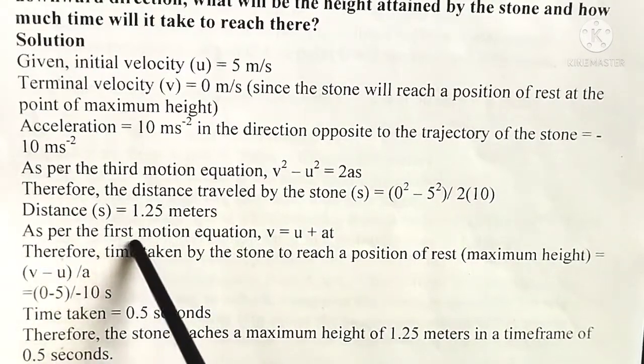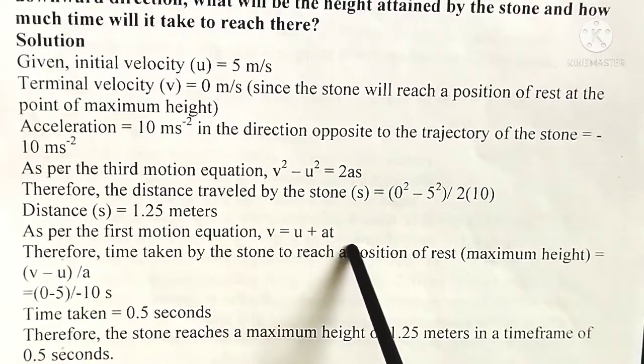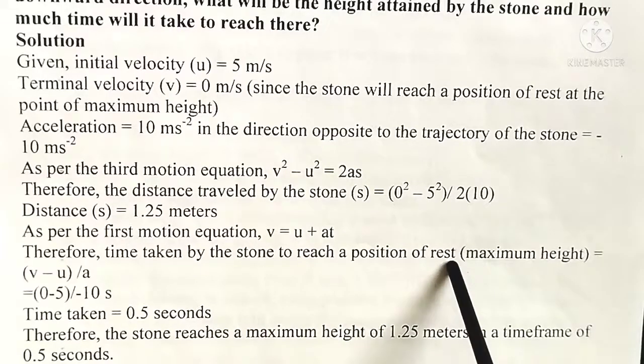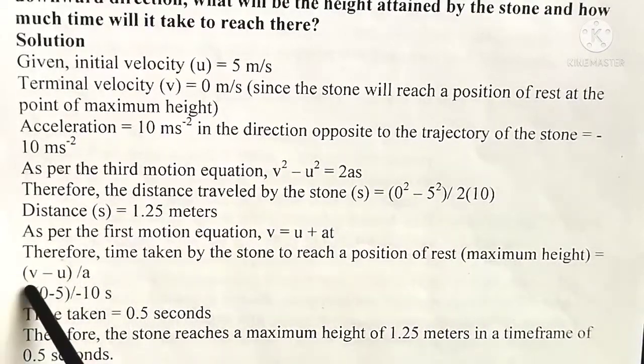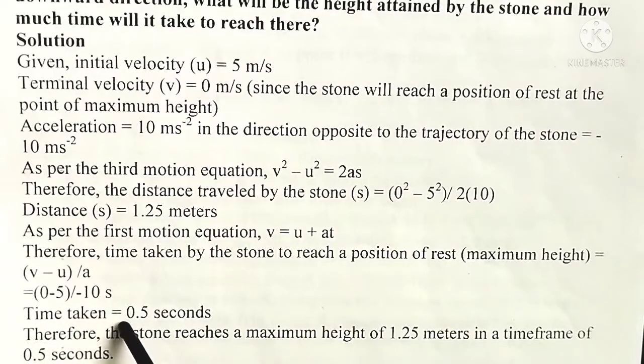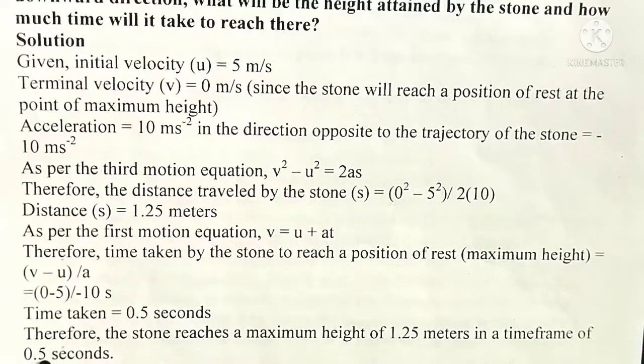As per the first motion equation, v is equal to u plus at. Therefore, time taken by the stone to reach a position of rest, maximum height, is equal to v minus u divided by a, that is equal to 0.5 by minus 10 second. Time taken is equal to 0.5 seconds. Therefore, the stone reaches a maximum height of 1.25 meters in a time frame of 0.5 seconds.